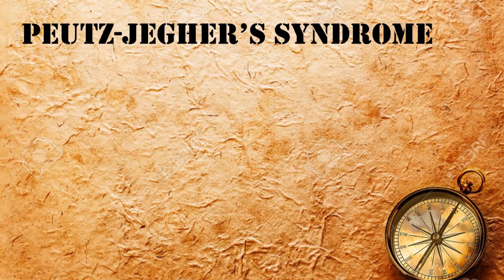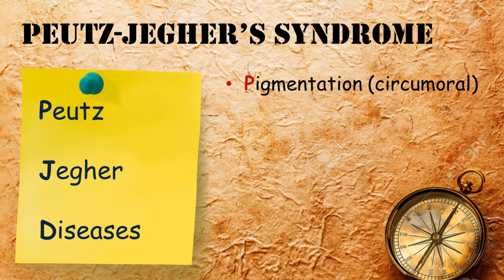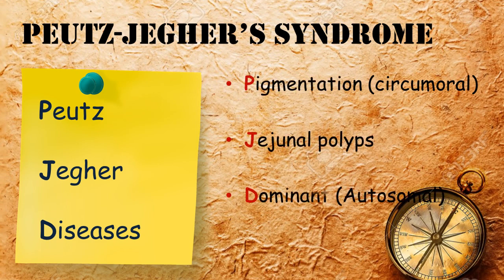So next comes Peutz-Jeghers syndrome, and the mnemonic is PJD. So P is for pigmentation, that is circumoral, and J is for jejunal polyps, and then D is for dominant, that is autosomal dominant condition.